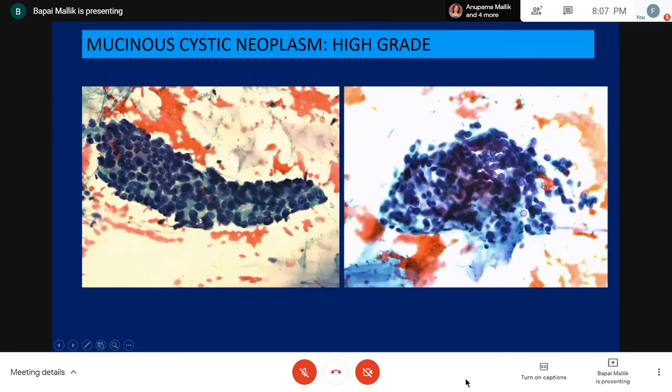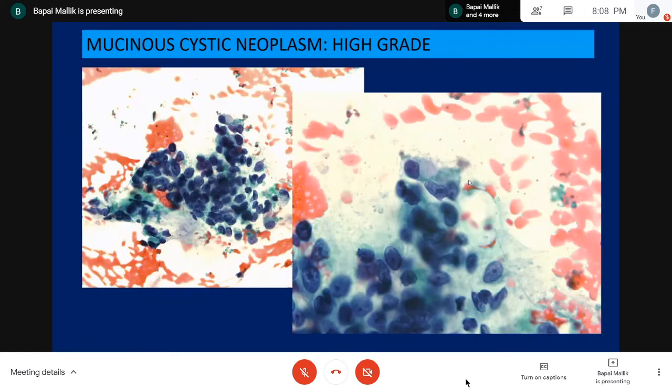Now, when you compare this with this one, this is what I would call high grade. One of the main reasons I call it high grade is the derangement of the polarity, and the isonucleosis, which is not that important a feature. But the most important feature over here, as I can see, is the derangement of the polarity. Of course, there are irregularities of the nuclear membrane and some degree of abnormalities of chromatin. So when you see these features together, this suggests a high-grade mucinous cystic neoplasm.